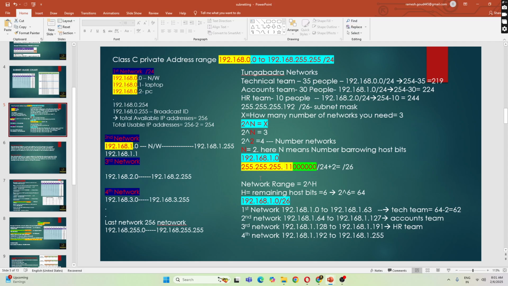So create your own definitions based on your understanding. The subnetting definition is: based on your requirement, you are dividing one network into multiple networks by borrowing the host bits to save the IP addresses. That's the ultimate thing.